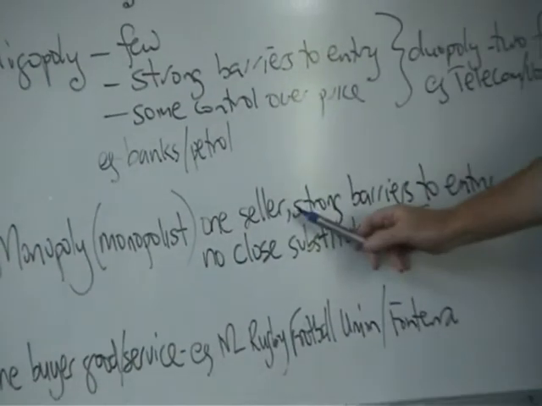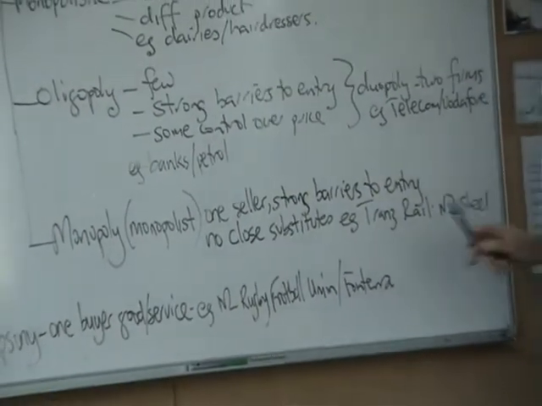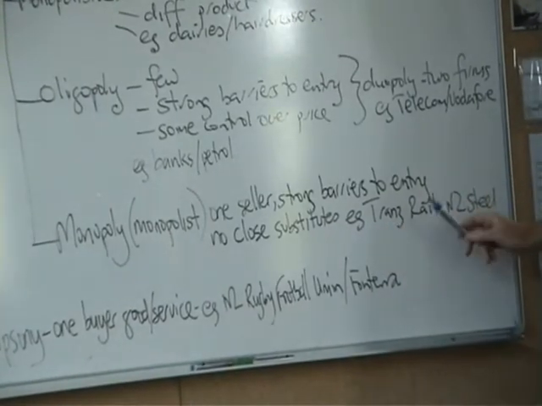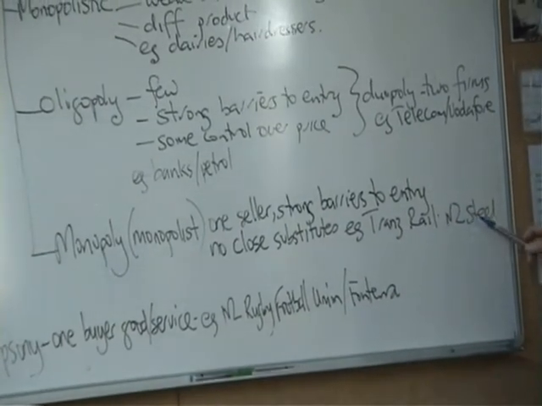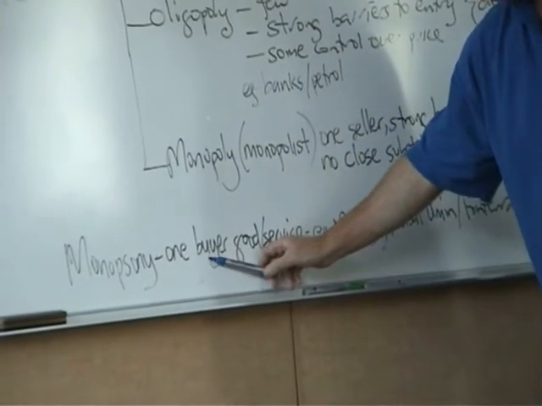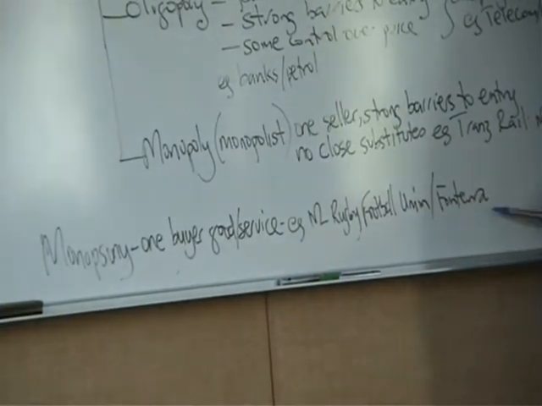It means one seller, strong barriers to entry with no close substitutes. Examples, Transrail and New Zealand Steel. And the final one, monopsony, is one buyer instead of one seller of a good or service, e.g. New Zealand Rugby Football Union or Fonterra.